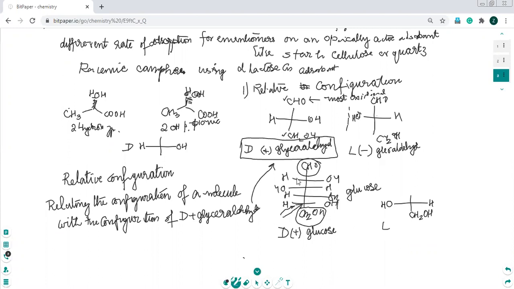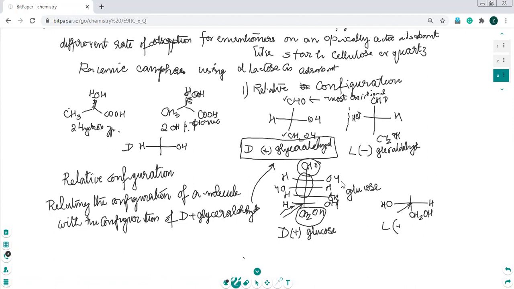But remember, you cannot say anything about the other carbons. That is a disadvantage of this configuration method. You cannot get any information about the other carbons; you can look only at the information of this carbon. And you cannot say whether this is plus or minus. You have to take this molecule and go to the laboratory.